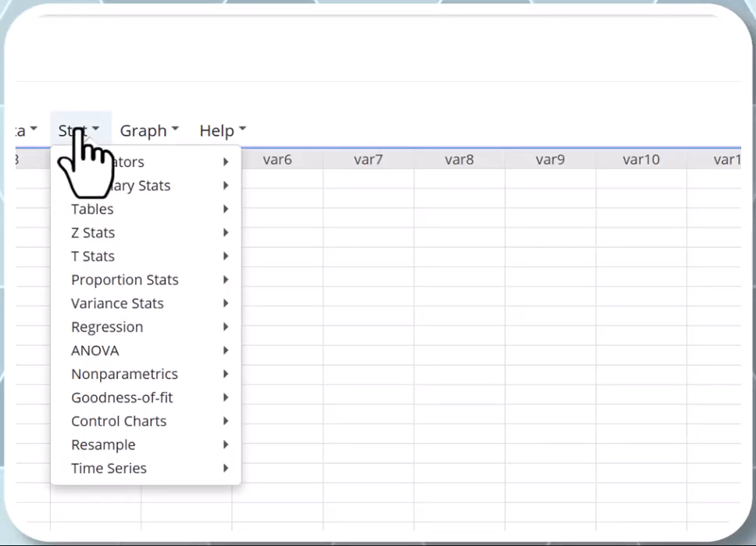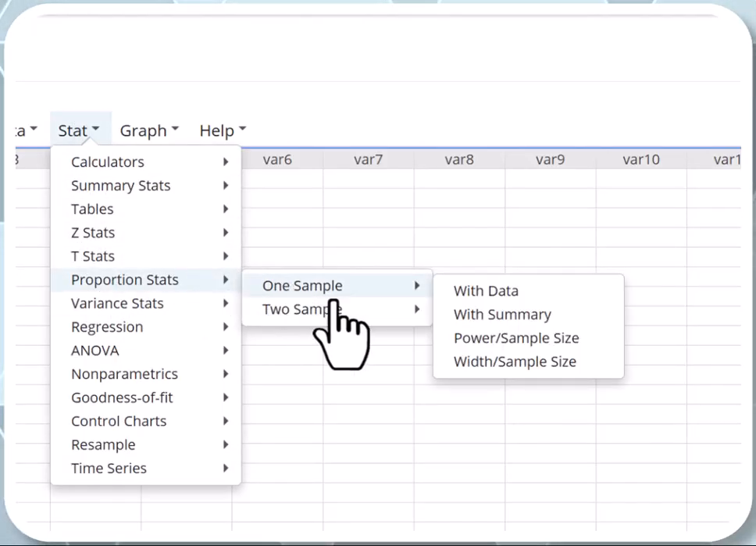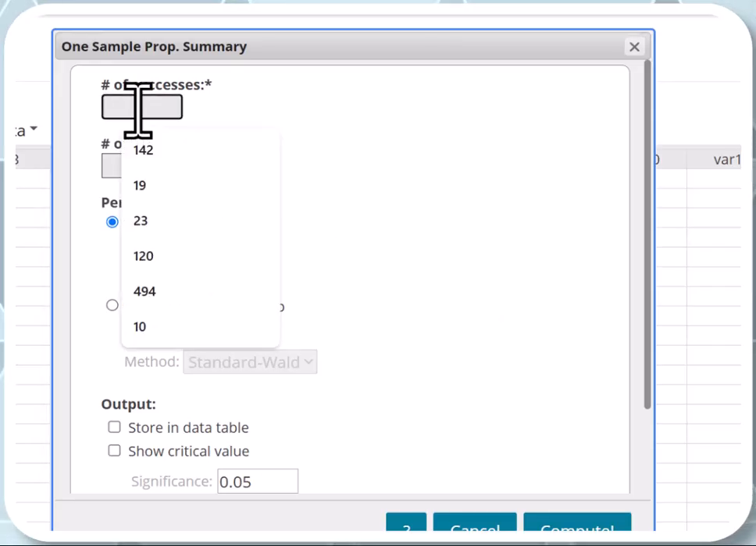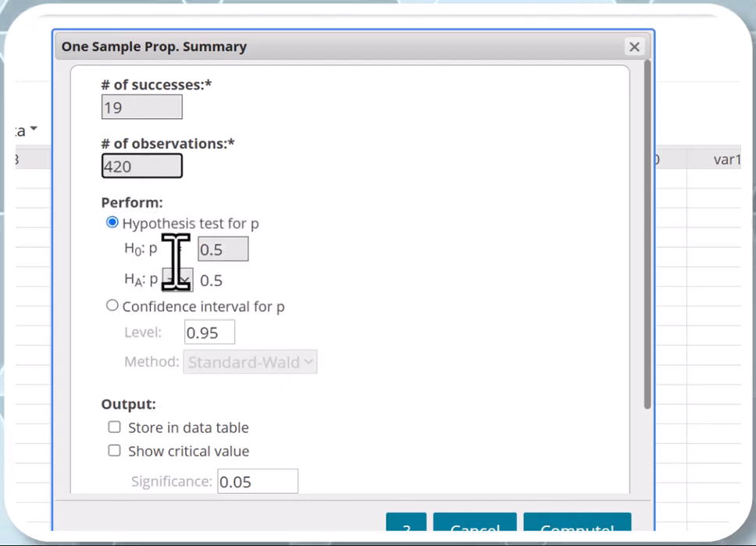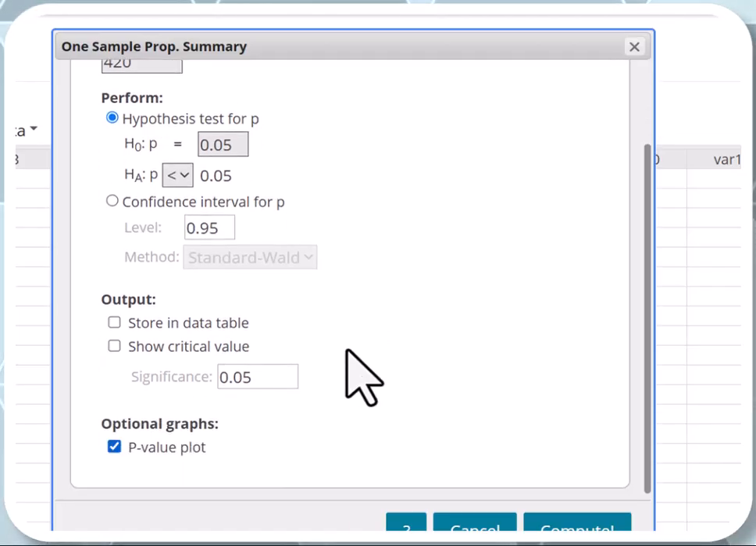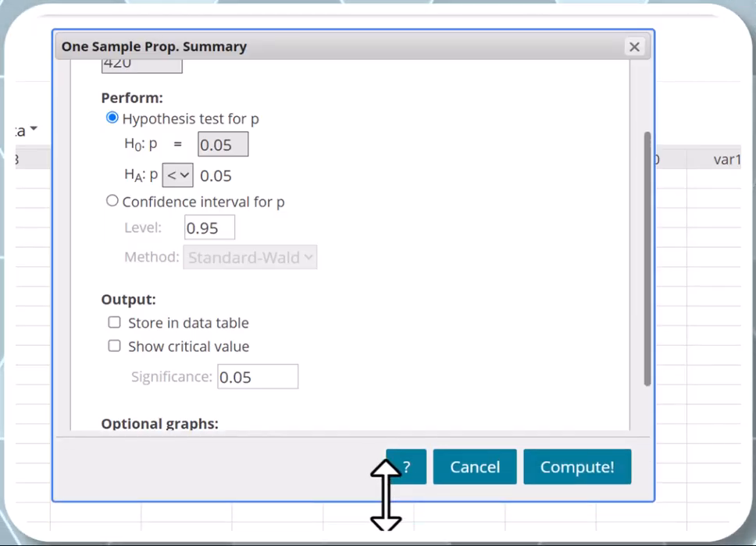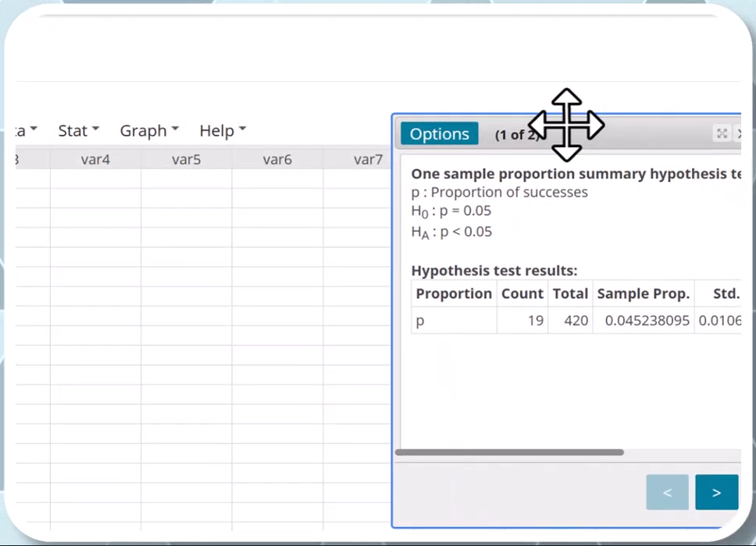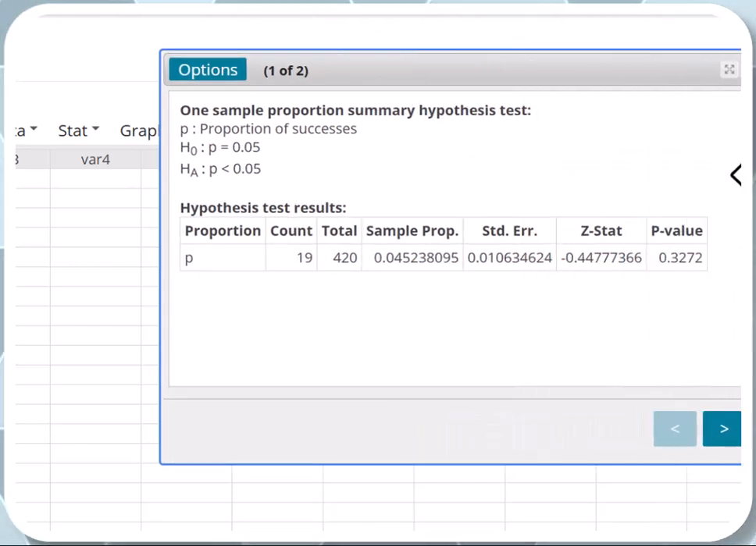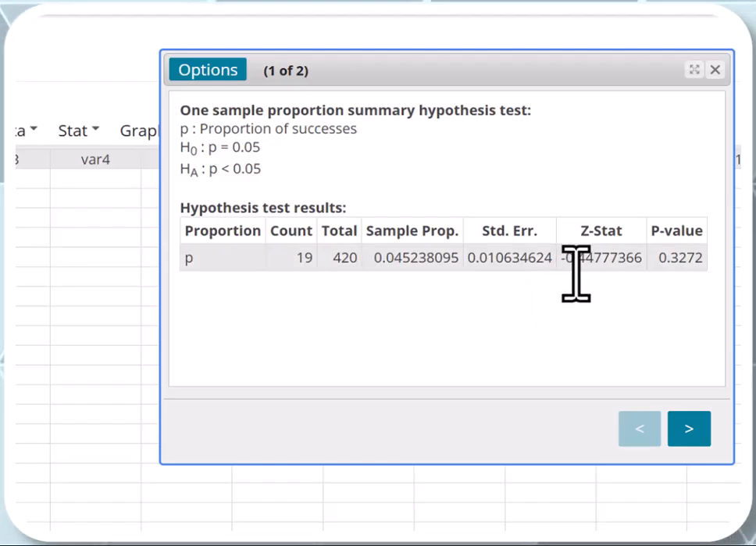So we're in StatCrunch. You go to Stat, Proportion Stats, one sample with summary. Number of successes is 19. Number of observations 420. Now, what we're testing is that p is less than 0.05, so we need to change this to 0.05. And if you want to see the p-value, you can select it right here. And let me show you the compute button that you have to press. There we go. So Z is negative 0.45 and P is 0.3272.